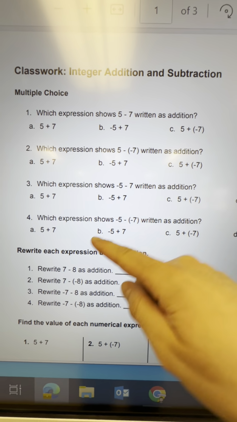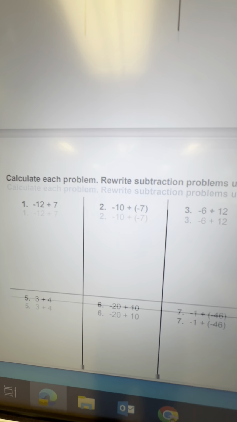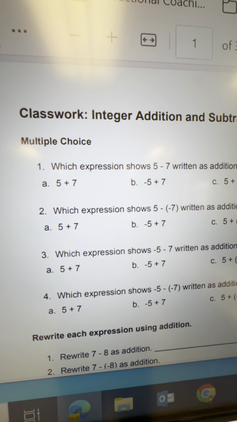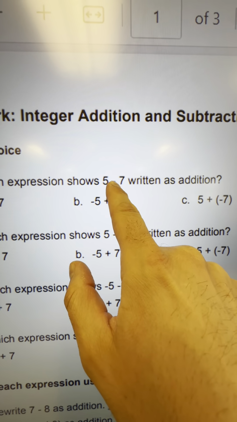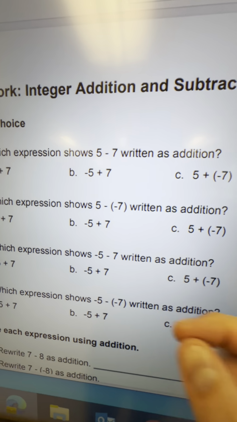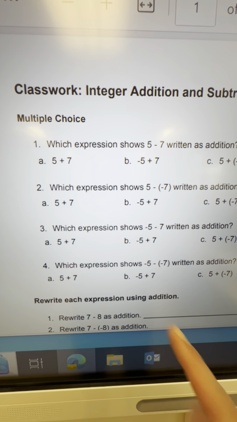So this first page is essentially just to give you an idea of the skills you need to be able to answer these types of questions over here. All right, so the first section is multiple choice. All we're doing here is rewriting each of these subtraction problems as addition. If you're able to write subtraction as addition, it'll make things a little bit easier when you're adding or subtracting integers. So let's take a look at the first one.